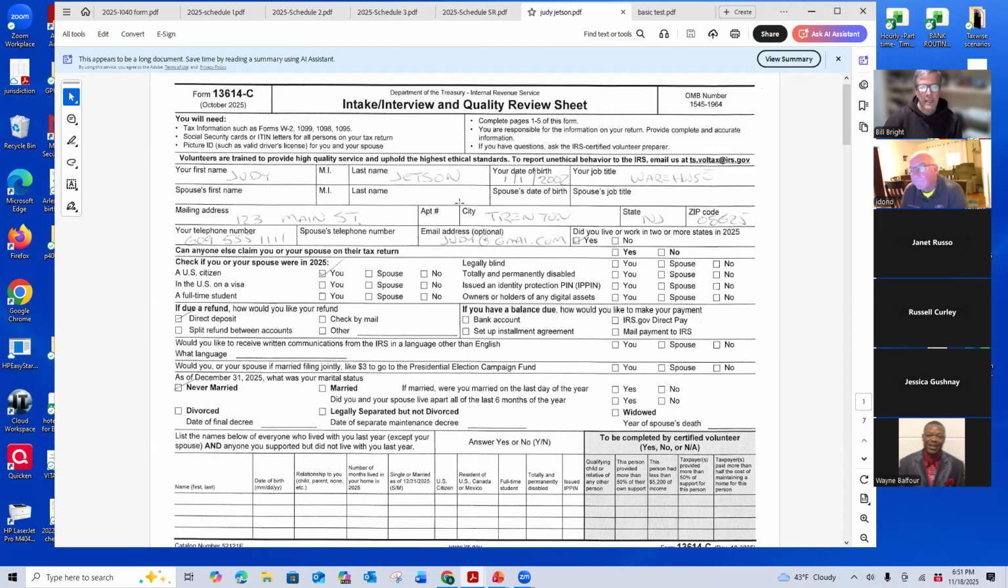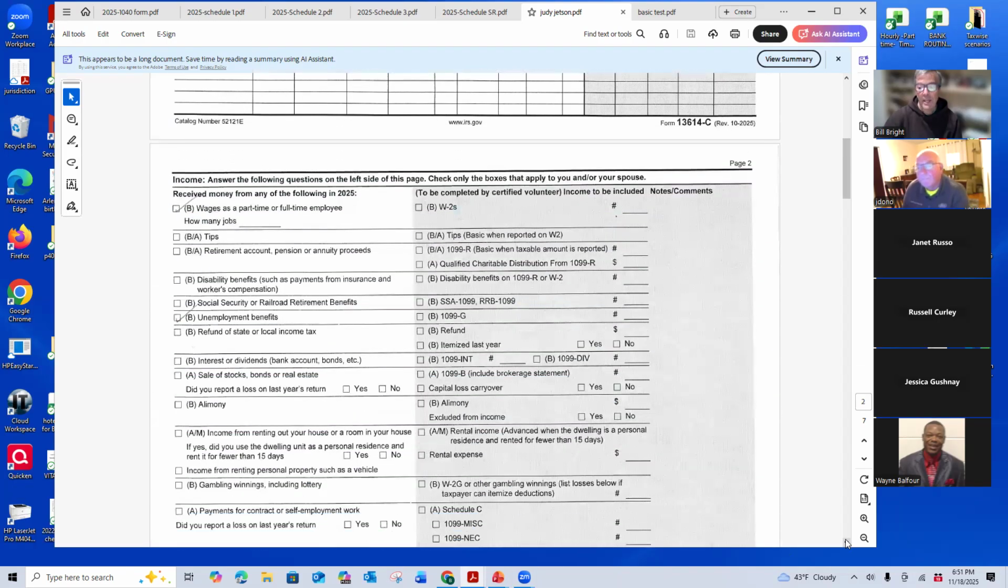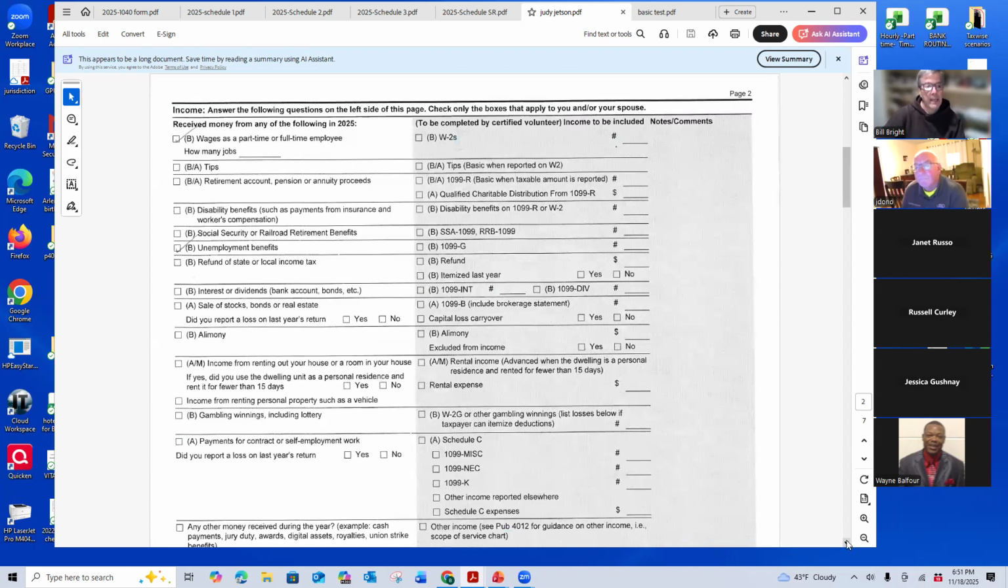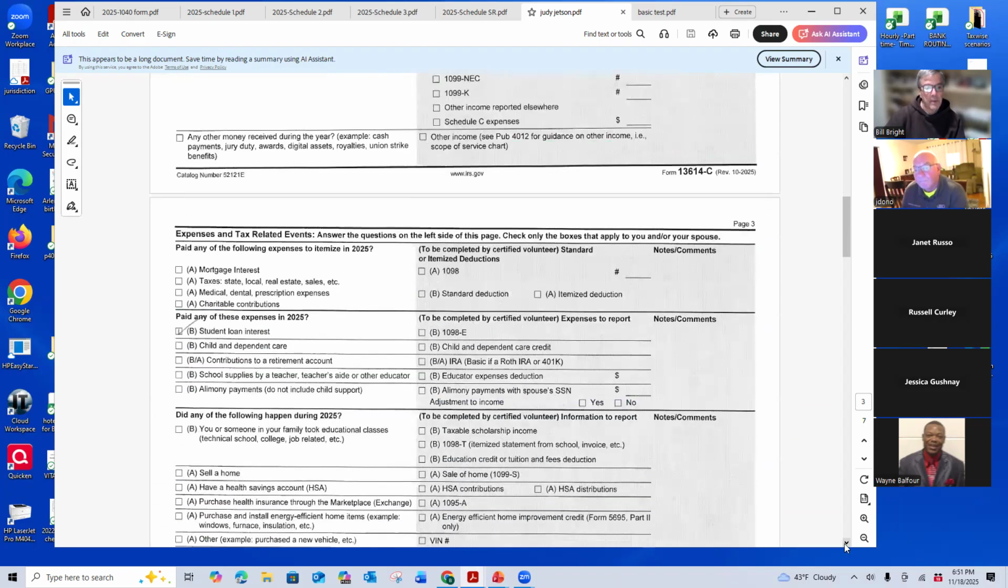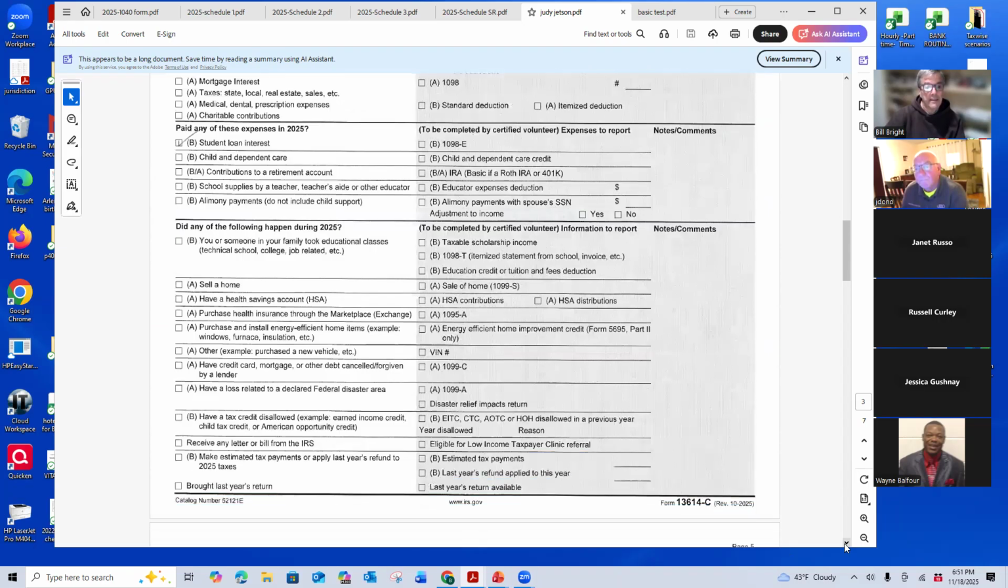So again, this is all part of the intake. She indicated she's a U.S. citizen. She wants direct deposit, and she's never been married. So there's no kids involved. Great. Now we go on to page 2, where she's indicated what her wages are. She checked off wages. She didn't say how many. She said she got some unemployment. Okay, that's great. Going down to page 3, she had some student loan interest and nothing else.